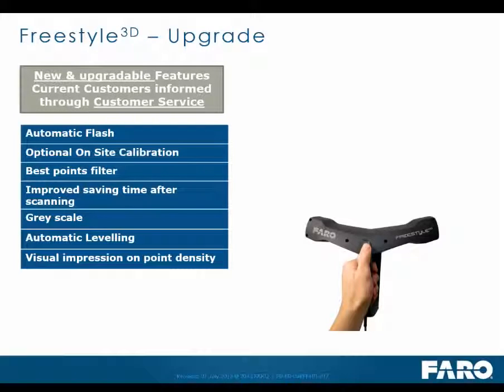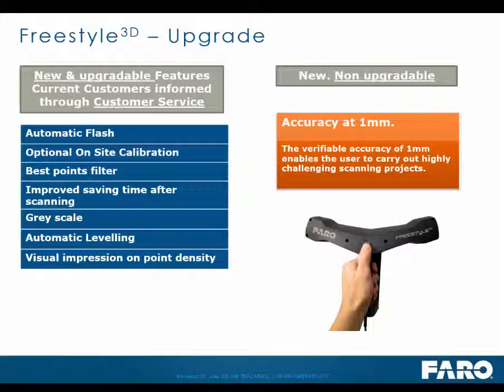So, what do you get? New and upgradable features are there for all existing customers. So if you have a current maintenance contract, you get all the new features of Scene Process, Scene Capture and full Scene. What we have now got is a non-upgradable feature, which is the increased accuracy, because it's a completely new unit to give us the increased accuracy to 1mm.